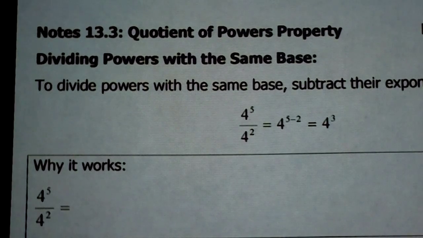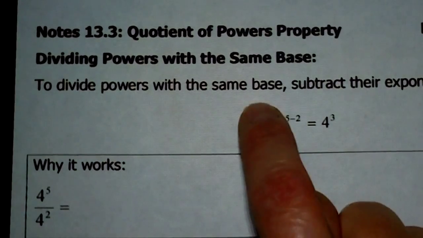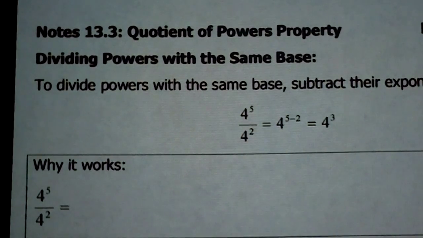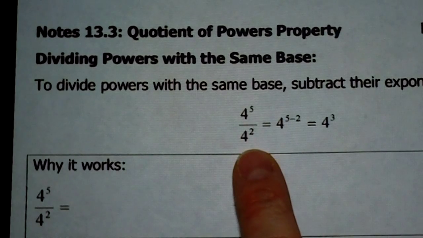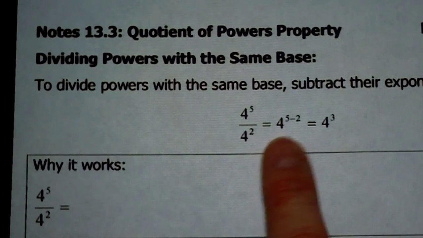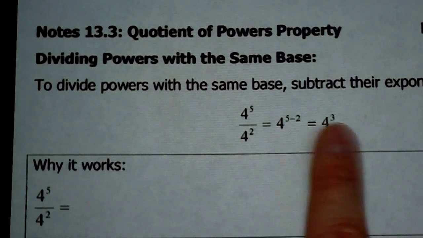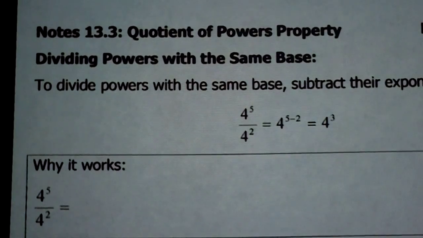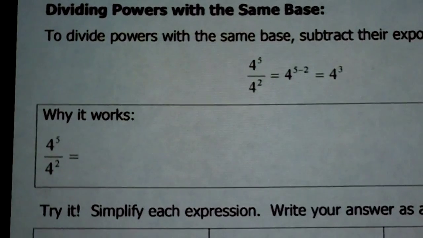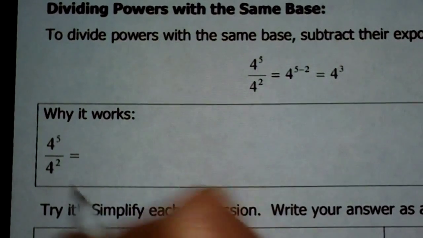So the rule is, to divide powers with the same base, all you need to do is bring over the base and subtract the exponents. And order does matter when you subtract, so we're always going to take the numerator minus the denominator, exponent-wise. So 4 to the 5th divided by 4 squared is the same as 4 to the 5 minus 2, or 4 to the third power. And of course I want you to see why it works so that if you forget the rule, you have a go-to. So here's how it works and why it works.